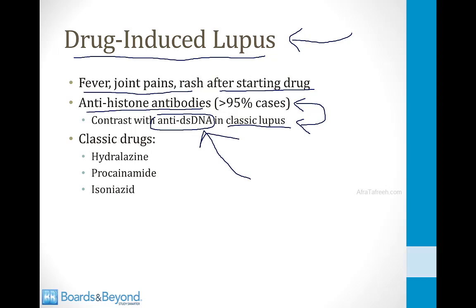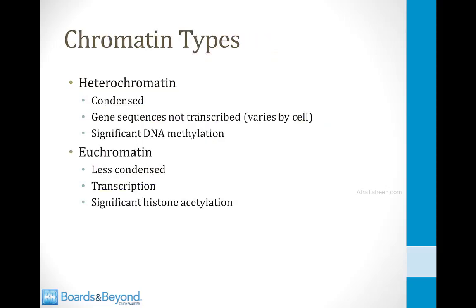And there are 3 classic drugs you should know for Step 1 that can cause a drug-induced lupus syndrome. These are hydralazine, which is a blood pressure drug, procainamide, which is an antiarrhythmic, and isoniazid, which is a tuberculosis drug.